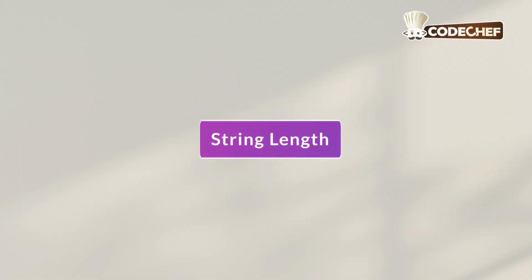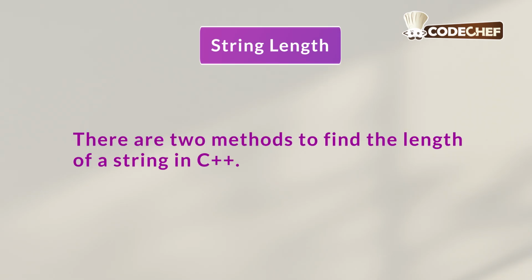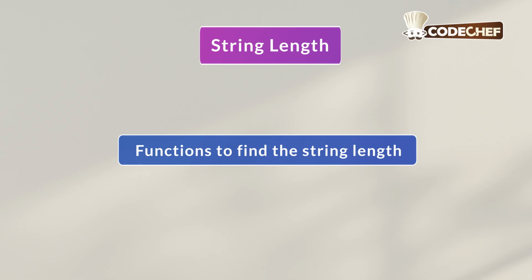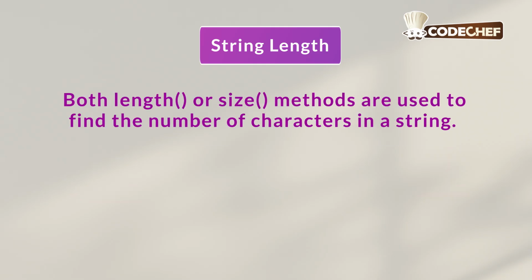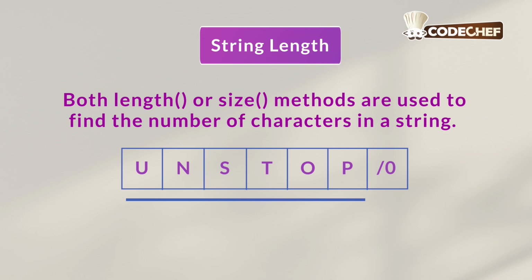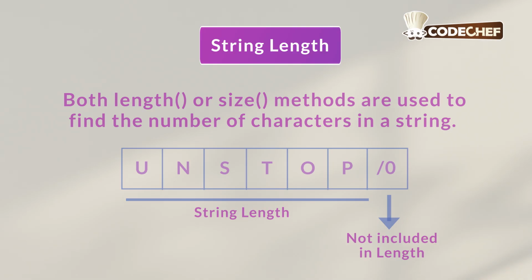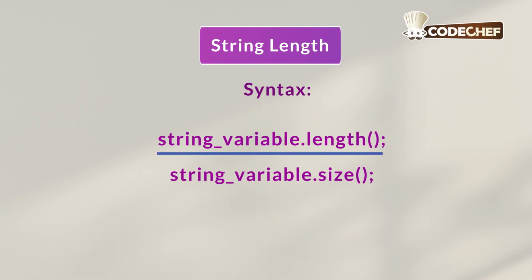Let's start with string length. There are two methods to find the length of a string in C++. The functions that we can use to find the string length are length or size. Both length or size methods are used to find the number of characters in a string. They work exactly the same way. You can use either of them to find the string length. Its syntax is string variable dot length semicolon, or if you are using the size method, then you will write string variable dot size and semicolon.